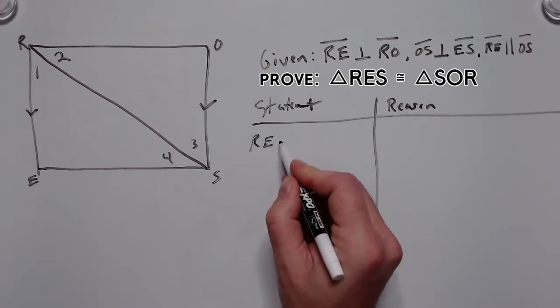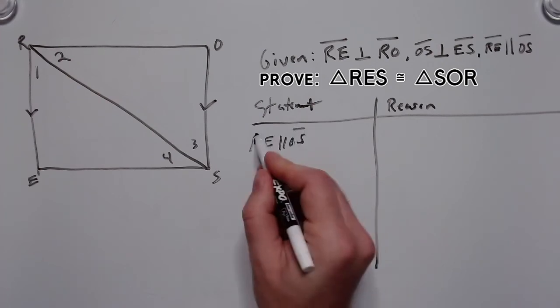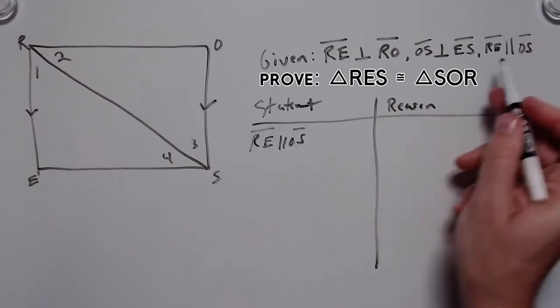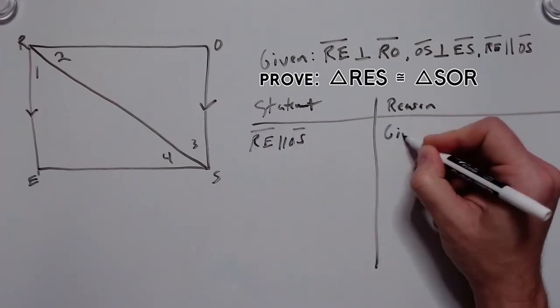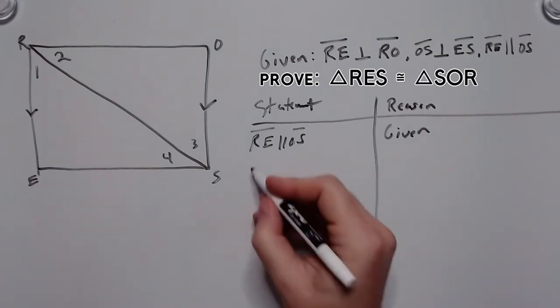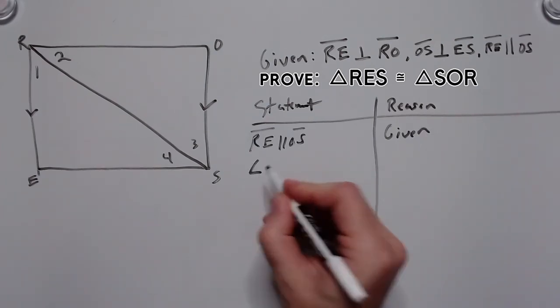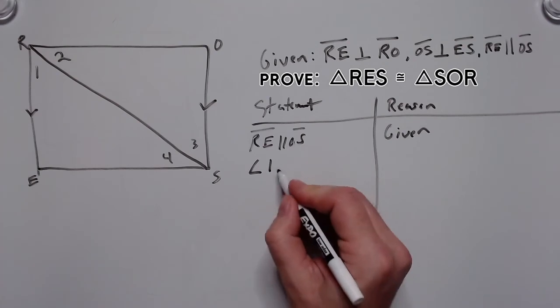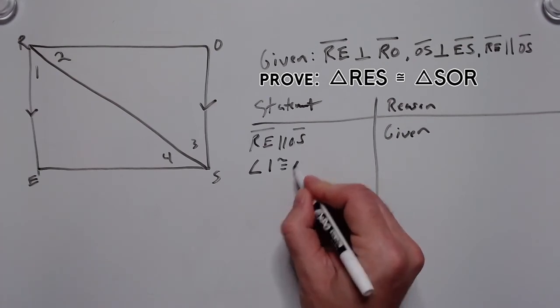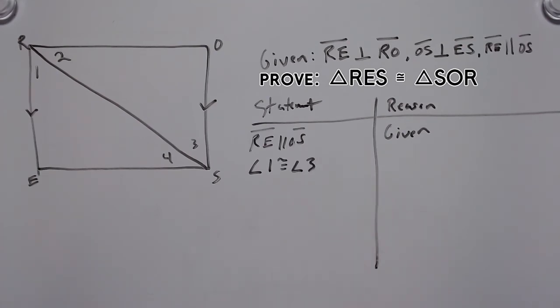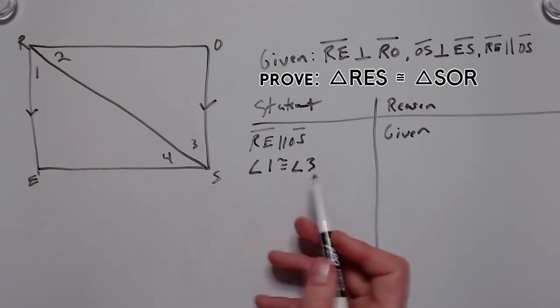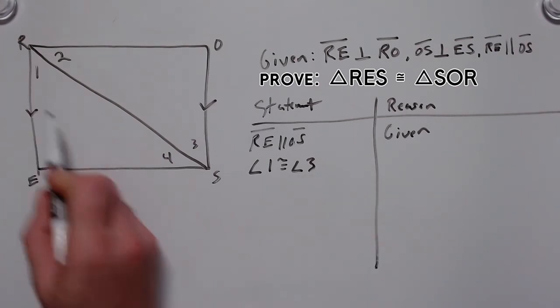RE is parallel to OS. All right. How do we know this? Well, it's right here. So we can say that it's a given. That's easy enough. Now the next one, I'm going to say that angle 1 is congruent to angle 3. So how do we know that? How can we just say this? Angle 1 is congruent to 3.